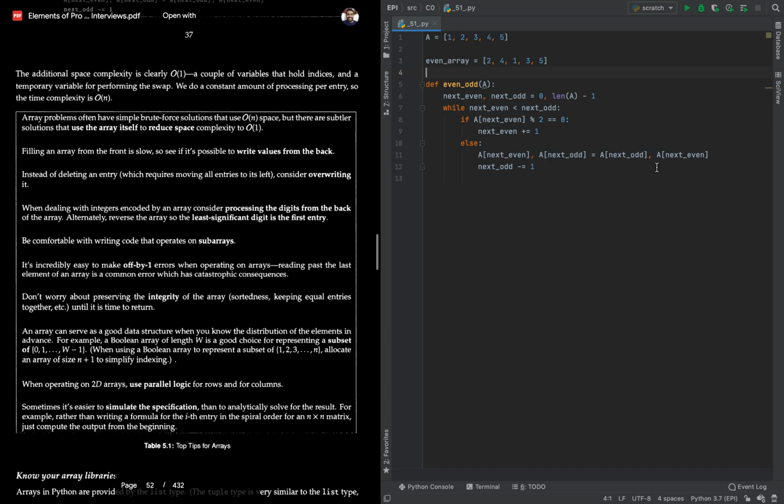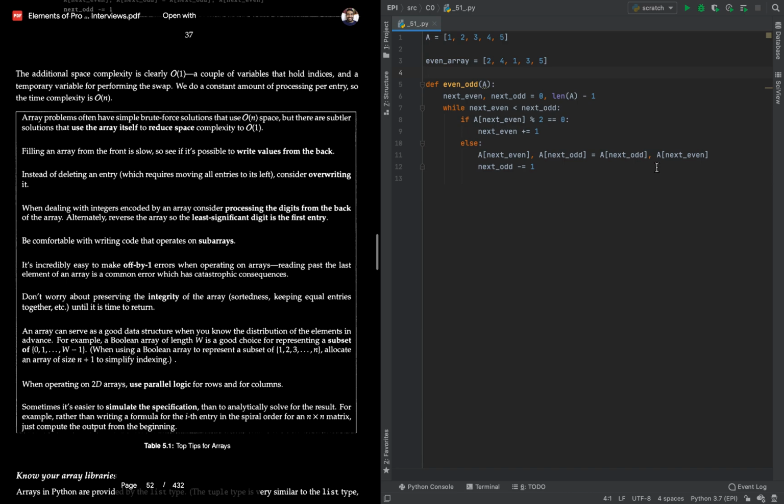Array problems often have simple brute force solutions that use big O of n space, but there are subtler solutions that use the array itself to reduce space complexity to big O of 1. Yes, that's true. Filling an array from the front is slow, so see if it's possible to write values from the back. Instead of deleting an entry, which requires moving all the entries to its left, consider overwriting it. Dealing with integers encoded by an array, consider processing the digits from the back of the array. Alternatively, reverse the array so the least significant digit is the first entry.